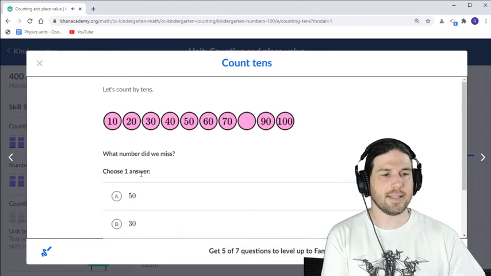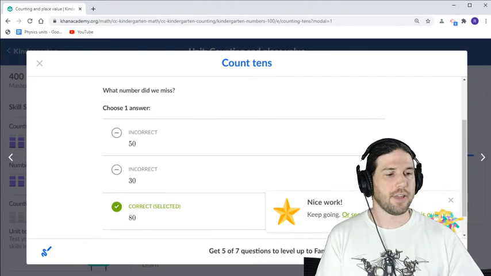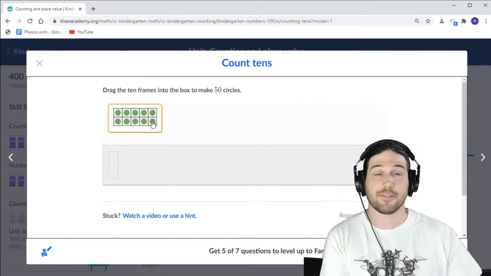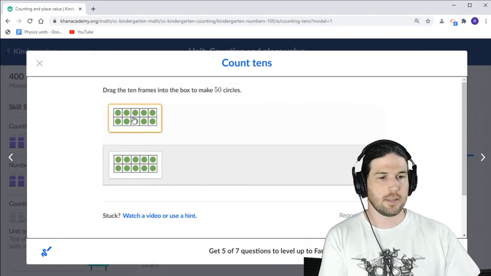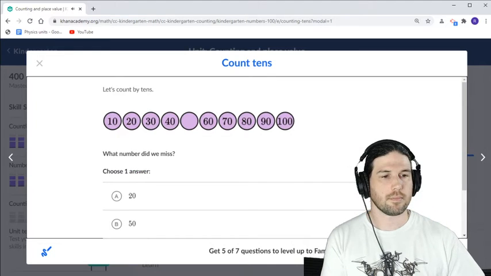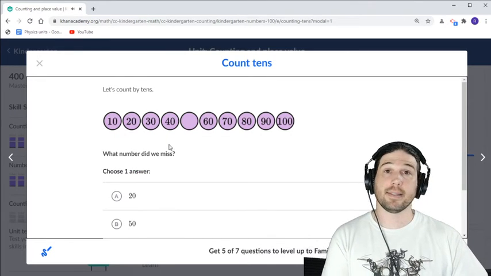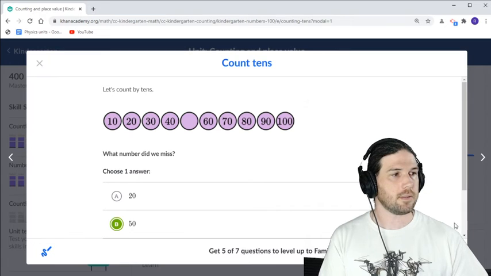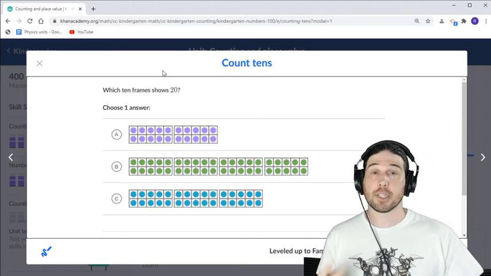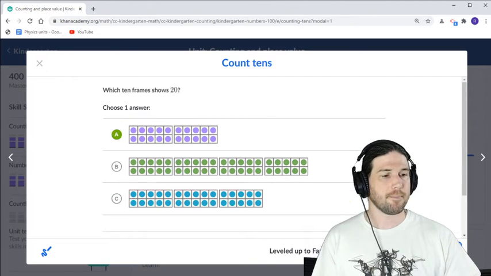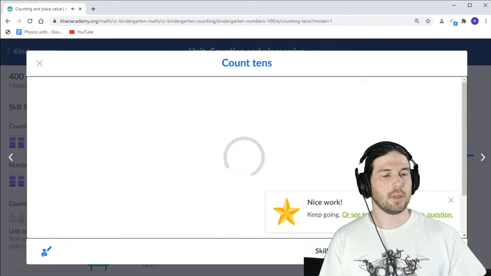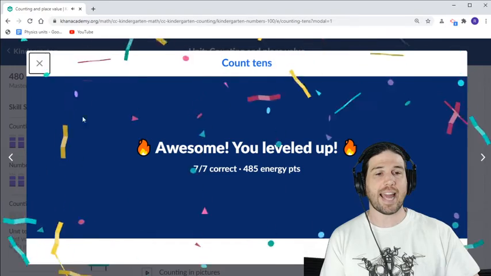All right, let's count by tens. Between 70 and 90 is 80. I think I've belabored the point enough. Drag the 10 frames into the box to make 50 circles, right? If each one's got 10, then this is 10, 20, 30, 40, and 50. Counting by tens, again, between 40 and 60 is 50. Which 10 frames show 20? Well, 20 would mean 2 frames of 10, so that's A. And then finally, between 10 and 30 is 20. So that's counting tens, and we are making excellent progress.